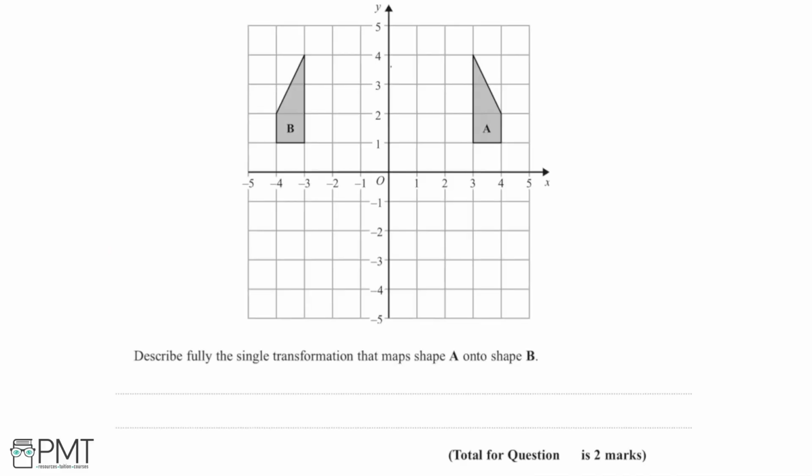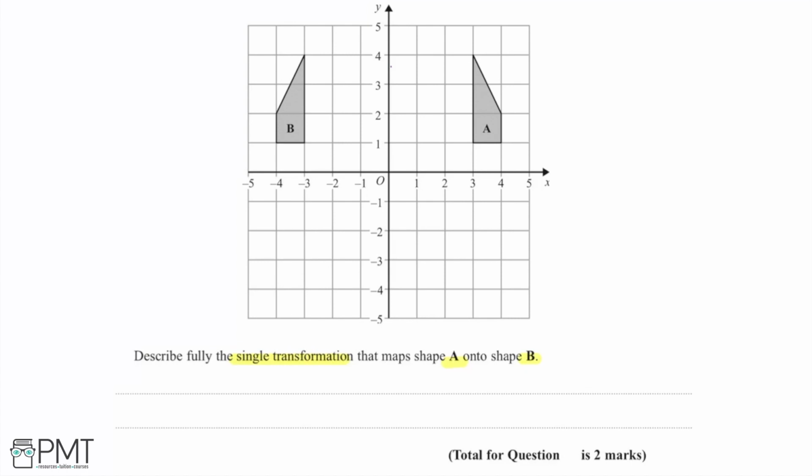So here I'm asked to describe fully the single transformation that maps shape A onto shape B. And we're given the diagram here. So we have shape A over here in this quadrant, and we have shape B over on this side. Now we're looking for a single transformation that can take shape A to shape B in one go.